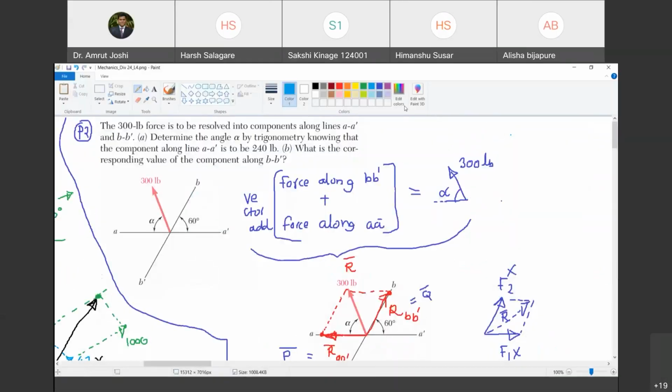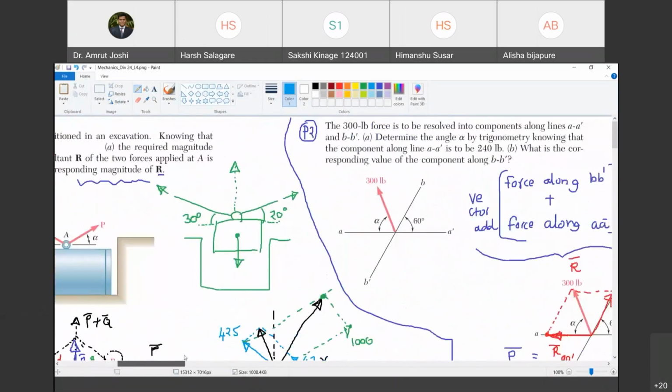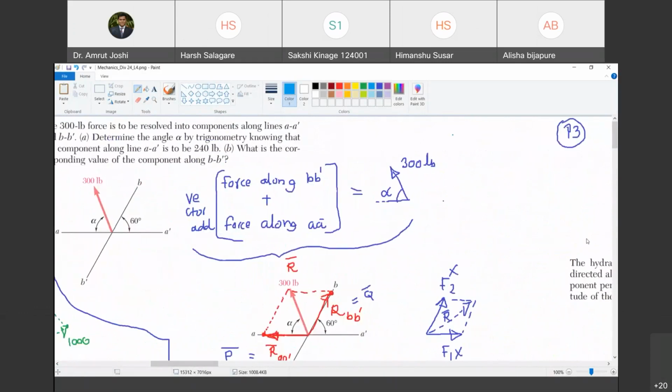We were into the resolution and addition of forces, if you remember, and we have solved the problem on addition of a force, and now we are solving a problem on resolution of a force. Are you with me? Yes, sir.